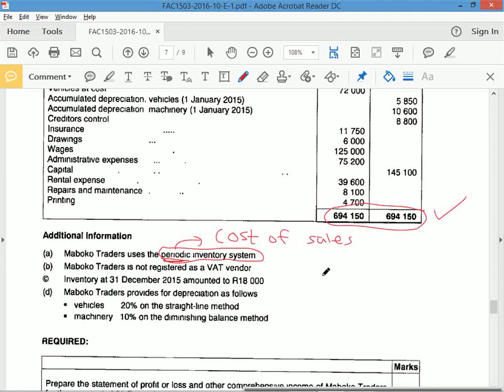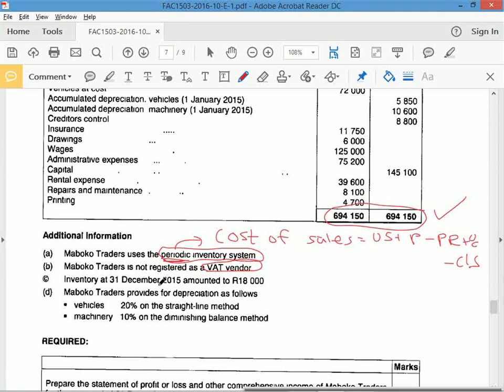Okay, so now I know I have to calculate cost of sales because I was given the periodic inventory management system. We know cost of sales is an equation. Just to revise, cost of sales is opening stock plus purchases minus purchases returns plus other costs minus closing stock. We'll write that down again later when we do the disclosure, but you would have covered that in the inventory chapter. We know Maborco is not a registered VAT vendor. That helps us a lot. Why? I don't have to worry about input and output VAT. Makes our lives a little bit easier.